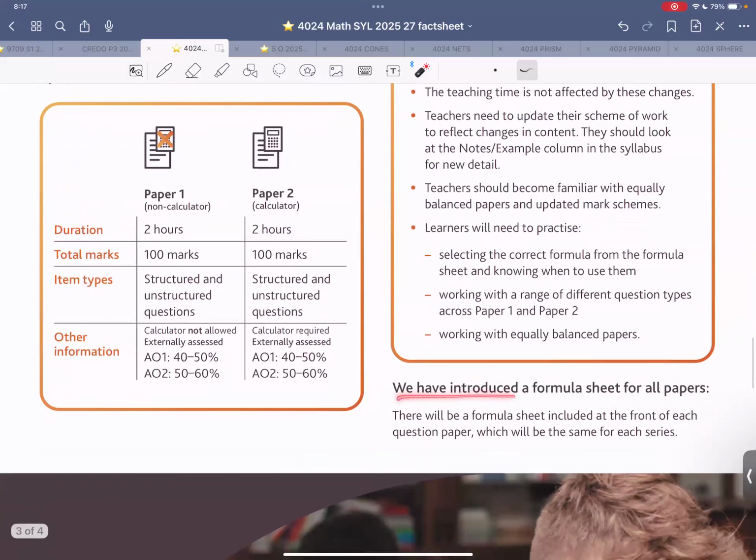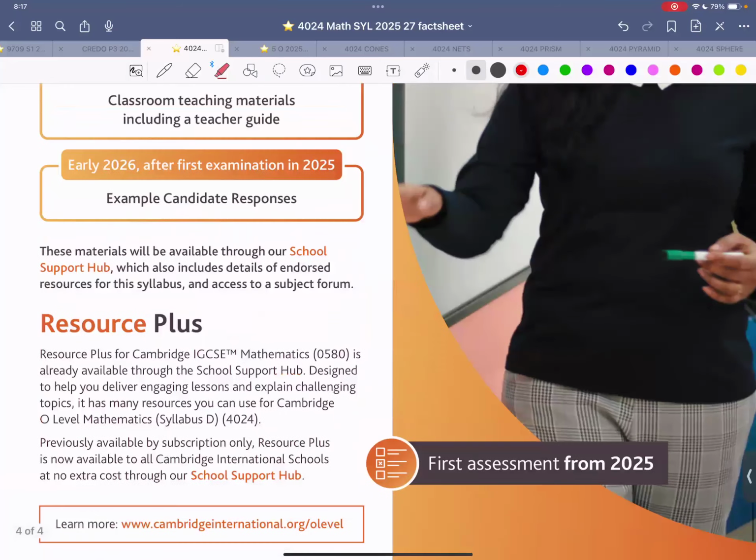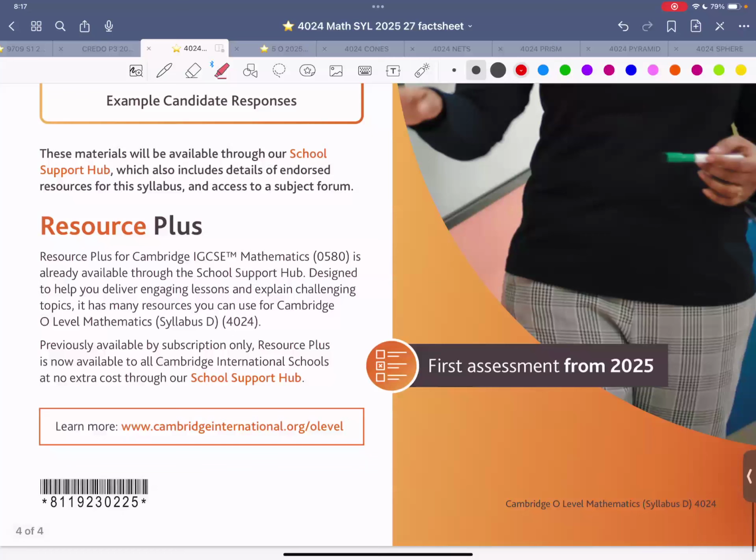We have introduced a formula sheet for all papers, and the formula sheet is not given over here. It's given someplace else. I'll soon share it along with the specimen papers.